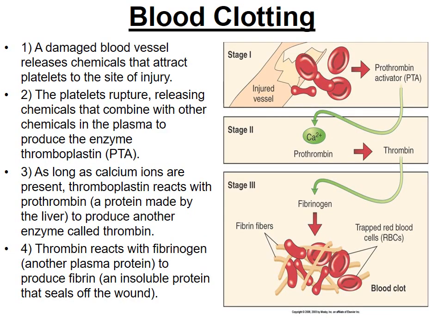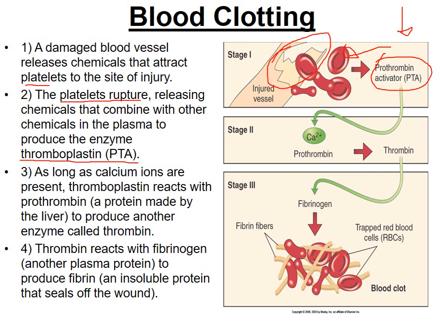So let's look at blood clotting, the process and how it works. So here we have the image of how blood clotting works. And the idea is that you have an injured area, so an injured blood vessel, and that will release chemicals to basically attract platelets to that area of injury. And so platelets will find their way there. And what will happen when the platelets get there is the platelets will actually break, they'll rupture, and they'll release other chemicals that will combine with other chemicals in the plasma to produce this enzyme called PTA, or sometimes we call it thromboplastin. And so you can see that over here.